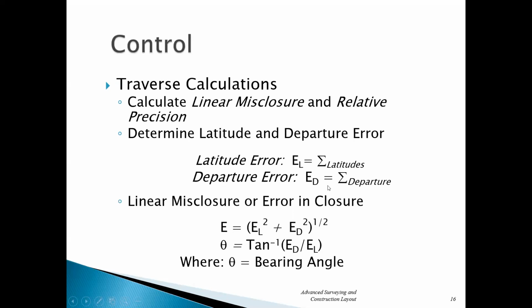And then departure would also have a summation of your departure column, and you'll have a departure error as well. And then we can talk about what we call a linear misclosure, also referred to as an error of closure, usually defined as E. And so that's just the Pythagorean theorem: your error in latitude squared plus your error in departure squared. You take the square root of that. And the bearing angle of that is less important. So the E is the thing that you're going to use to calculate your precision. So again, we've gone through all this. That's why I just want to briefly go through this, and we'll see this again on Thursday.